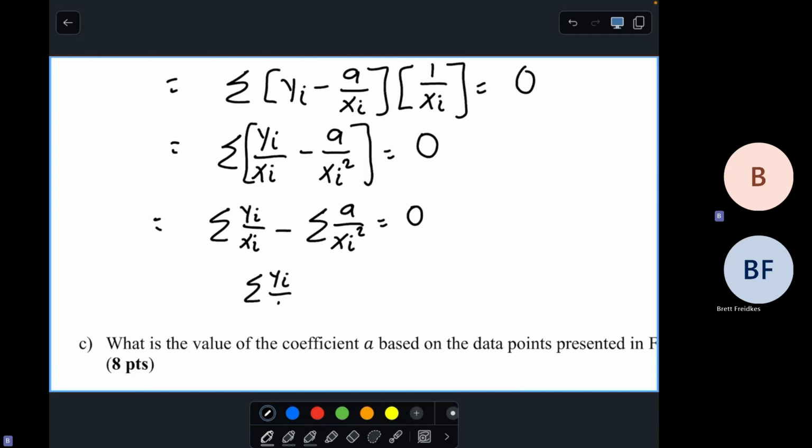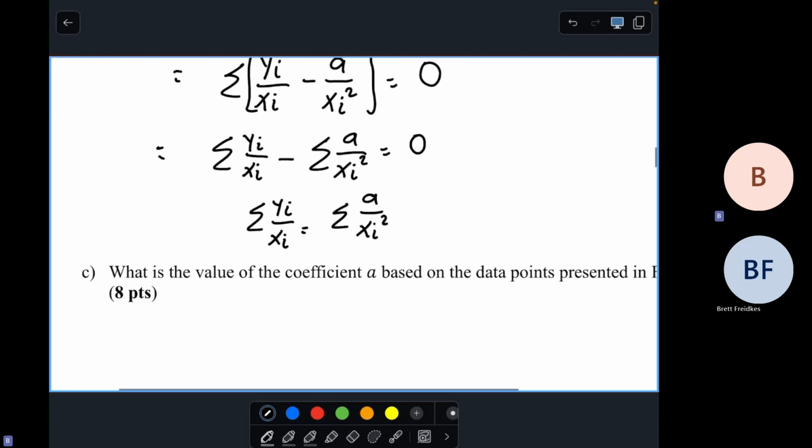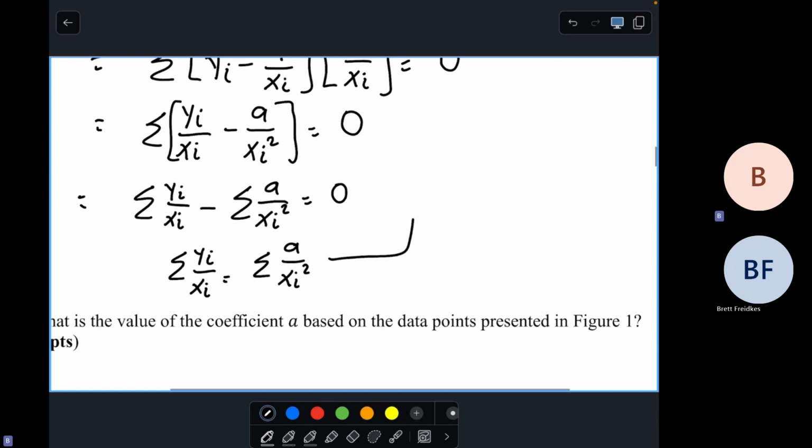The summation of yi over xi is equal to the summation of a over xi squared. What can I do with that a? Am I missing what? I canceled that. Remember, it's a negative 1 and the whole thing's equal to 0. I just ignored it, just like the 2. If you kept it and didn't distribute it, you'd still get the same answer. I can take that a out of the series, right? This will be the summation of yi over xi is equal to a, the summation of 1 over xi squared.